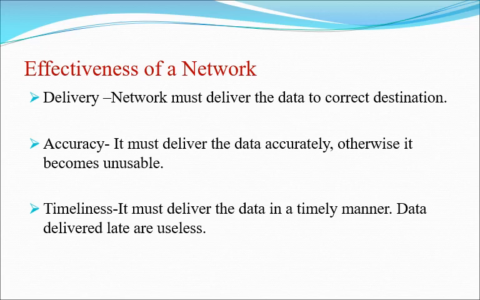effectiveness of a network. It depends upon delivery, which means how the data is delivered, that is, the data should be delivered to the correct destination. Next, accuracy. It is an important parameter of a computer network, so you should deliver the data accurately. Next one is timeliness. The network must deliver the data in a timely manner. Suppose it is delivered late, then the data might not be useful.